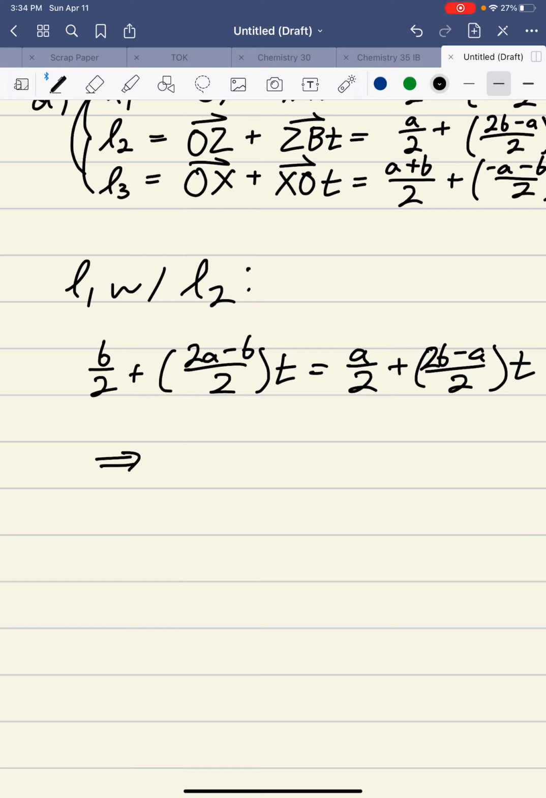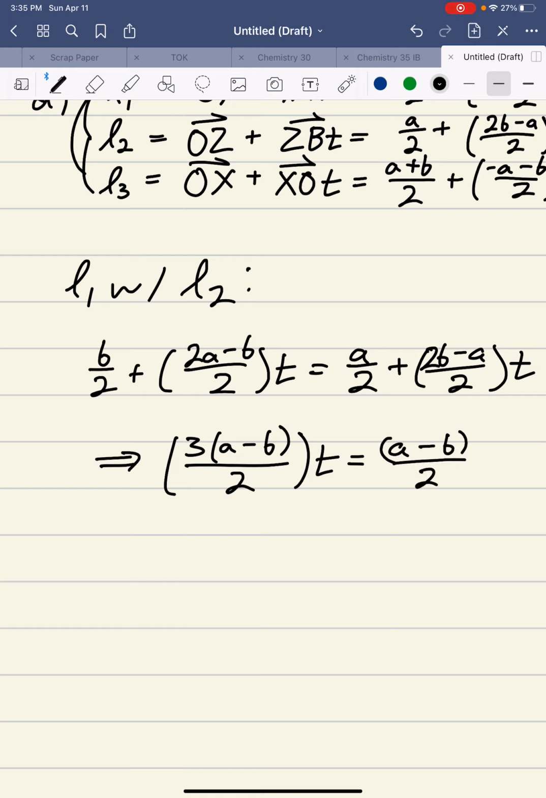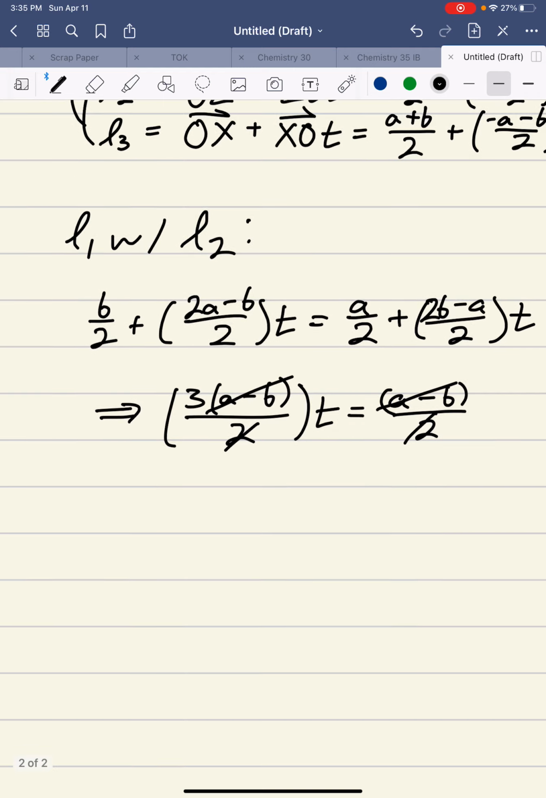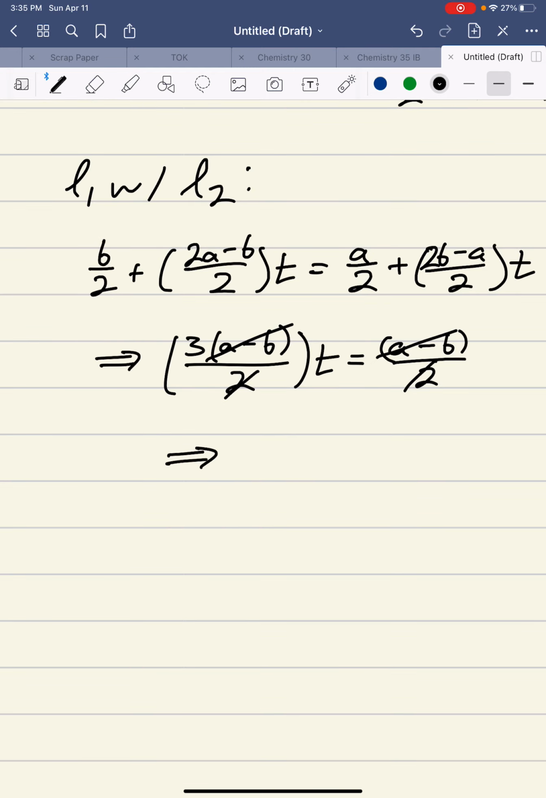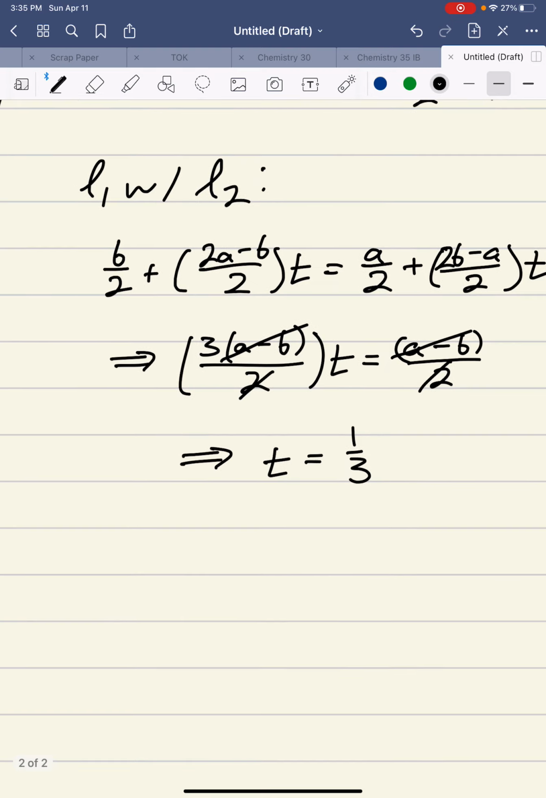So let's see. Well, that gives you a factor of 3. So 3a minus b over 2 times t is equal to a minus b over 2. So what can you cancel out here? Well, 2 is in the denominator for both, so you can cancel that out. And this is present in both, so you can also cancel that out. So what we're left with is 3t equals 1. So to solve for t, we would just divide both sides by 3. So t is equal to 1/3. What we're trying to prove here is that t equals 1/3 when you do the rest of the intersections.